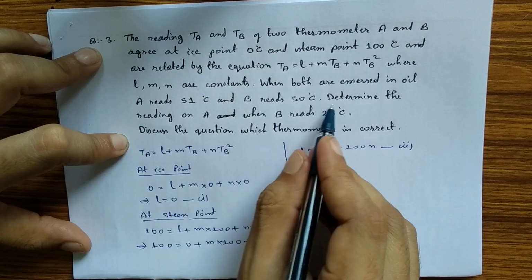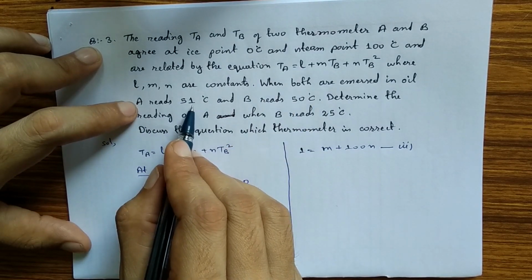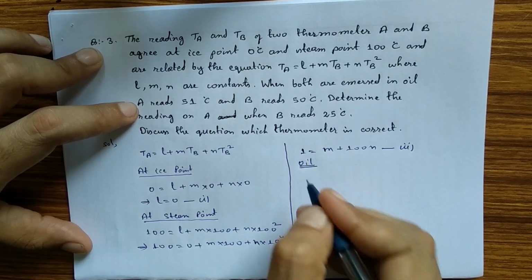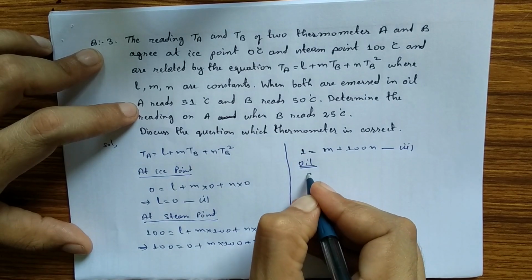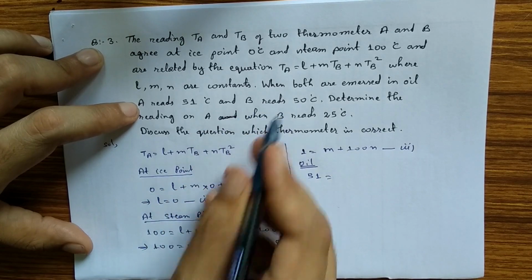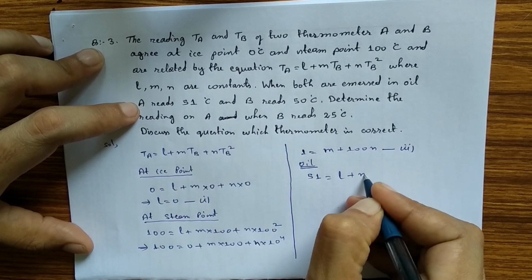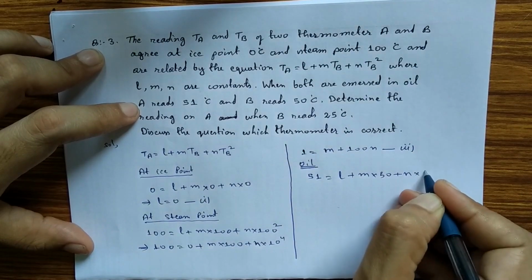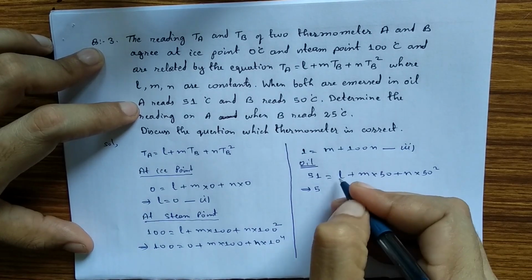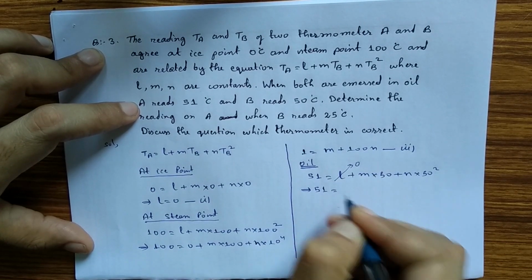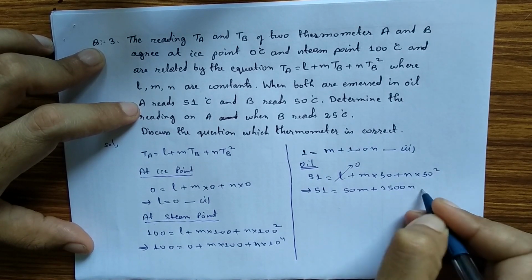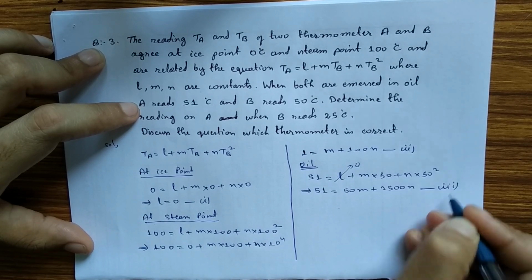When both are immersed in oil, A reads 51 degree centigrade and B reads 50 degree centigrade. So in case of oil, the temperature of A is 51 and B is 50 degree. So 51 equals L plus M into 50 plus N into 50 square. Putting the value of L as 0, we get 51 equals to 50M plus 2500N. This we will consider as equation 3.